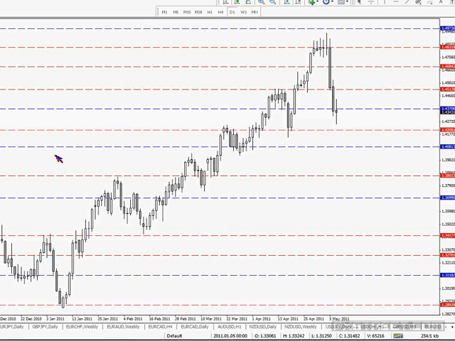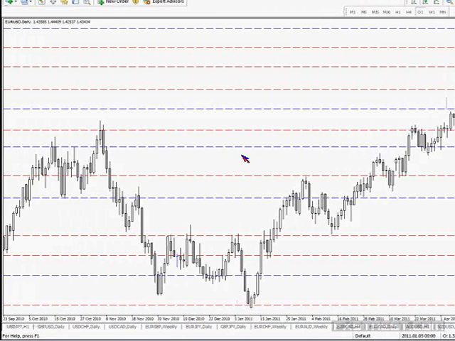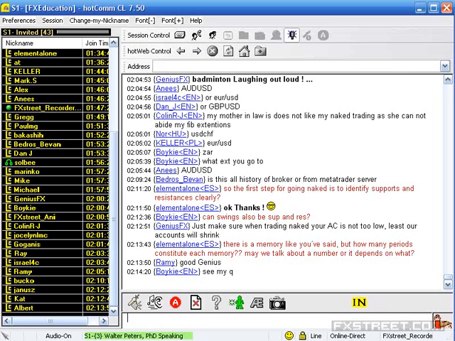Element alone says there is a memory, like you said, but how many periods constitute each memory? May we talk about a number, or does it depend on what? Can swings also be support and resistance? Yeah, definitely, Boyke. Swings can be support and resistance.